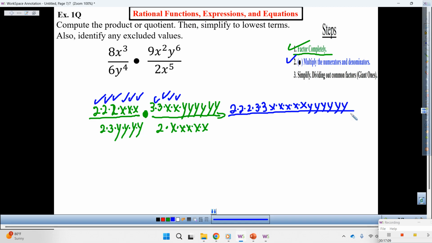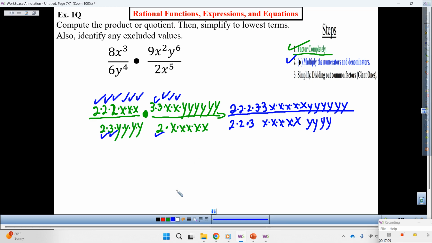Bar. Let's do the same for the denominator. We got 2 times 2 times 3. How many x's? 1, 2, 3, 4, 5. How many y's? 4. 1, 2, 3, 4. So, step 2, done.